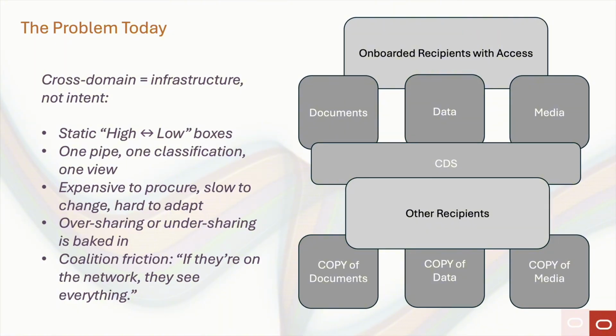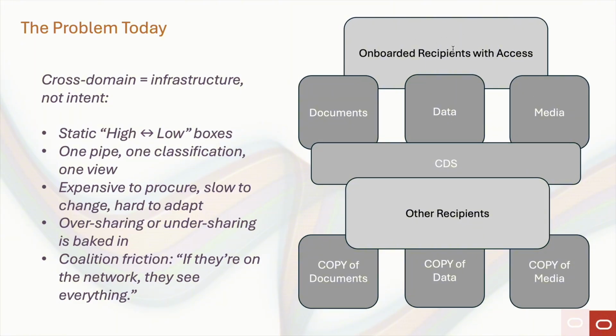The problem today is that cross-domain infrastructure is not intent. It's static high-low boxes, one pipe, one classification, one view. It's expensive to procure, it's slow to change, and it's hard to adapt. Oversharing or undersharing is completely baked in, and it always gives you this coalition friction. If they're on the network, they see everything. So we have our documents, our data, and our media.